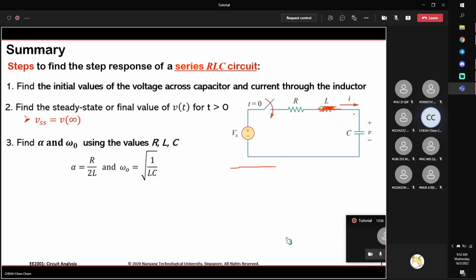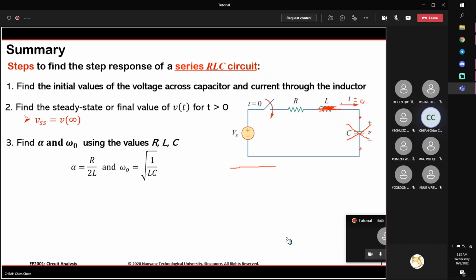At the same time, i is equal to C dv/dt for capacitors, so if the voltage is constant, it means no change with respect to time. It means the current is 0. If the current is 0, it means that this capacitor behaves like an open circuit. You can visualize it this way: you close this switch, then you start charging up until the potential difference is the same. Then you cannot charge up anymore. No more current can flow through it.